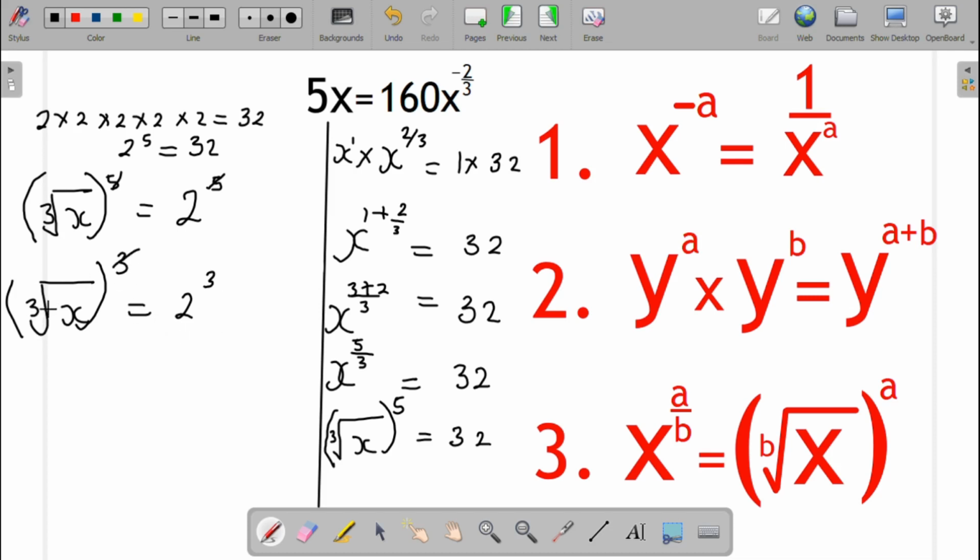Cubing cancels out the cube root. You are left with x is equal to 2 raised to the power 3, which is 2 times 2 times 2. 2 in 3 places. Okay, x is equal to 2 times 2, 4. 4 times 2 will give us 8. So therefore, x is equal to 8. Okay, good. This is the final answer to this question.